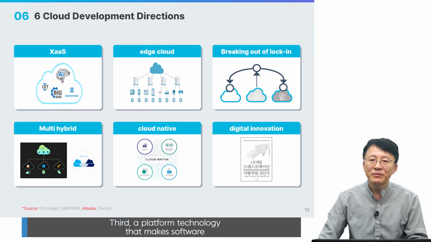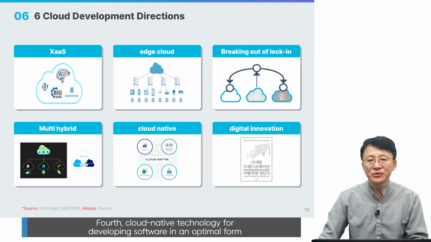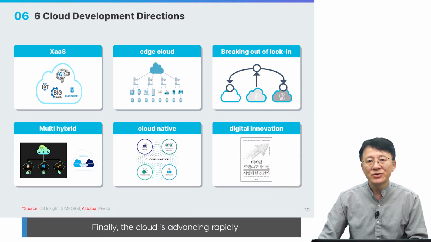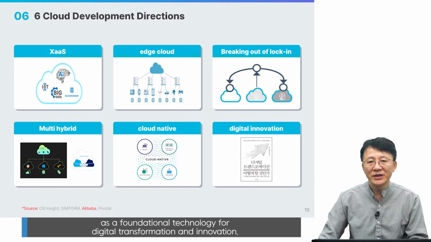Third, platform technology that makes software not dependent on a specific cloud is evolving. Fourth, cloud-to-cloud connection and connection technology between cloud and corporate internal systems are developing. Fifth, cloud-native technology for developing software in an optimal form for cloud architecture is rapidly spreading. Finally, the cloud is advancing rapidly as a foundational technology for digital transformation and innovation.